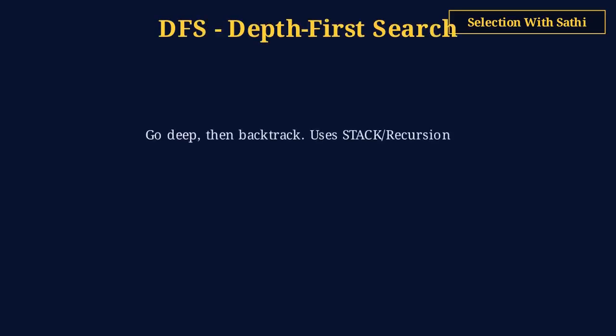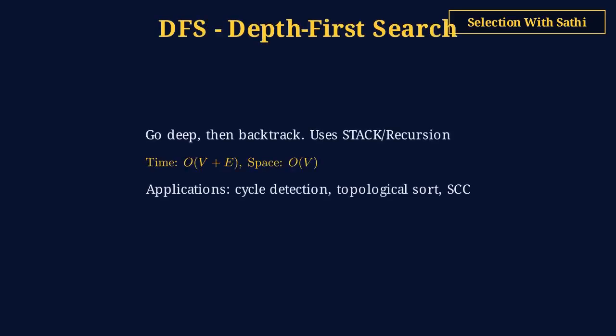Depth-first search, or DFS, goes as deep as possible before backtracking. It can be implemented with recursion or an explicit stack. DFS is used for cycle detection, topological sorting, and finding strongly connected components. Its time complexity is also O(V plus E). DFS classifies edges into tree, back, forward, and cross edges.